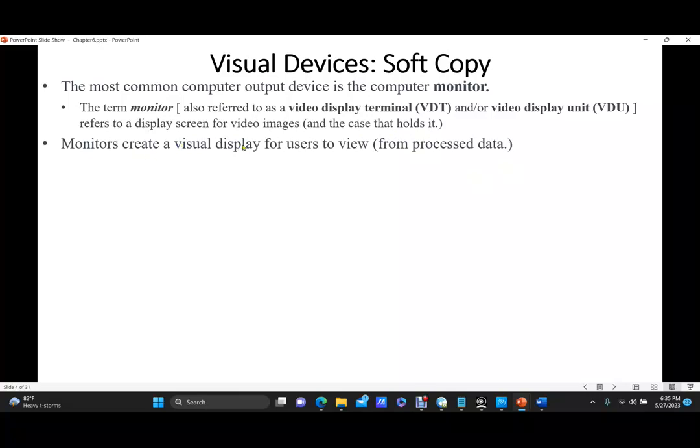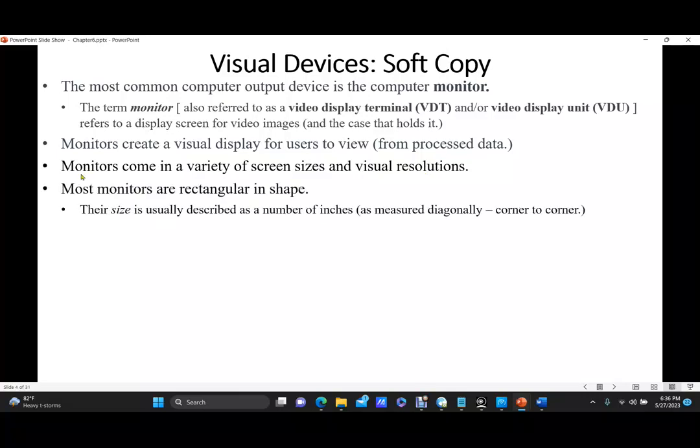Monitors create visual display for viewers to see the results of the processed data. They come in a variety of screen sizes and visual resolutions. Most monitors are rectangular, and their size is described using a number of inches measured diagonally from one corner to the other.